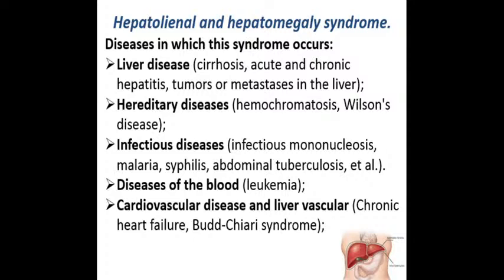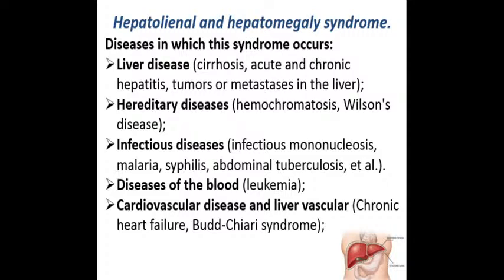Very often, what we can determine in the first syndrome is hepatorenal and hepatomegaly syndrome, when we do a physical examination and palpate the liver and spleen. Diseases in which the syndrome occurs are liver diseases: cirrhosis of the liver, acute or chronic hepatitis, and maybe tumor. It may be hereditary diseases: hemochromatosis, Wilson disease.